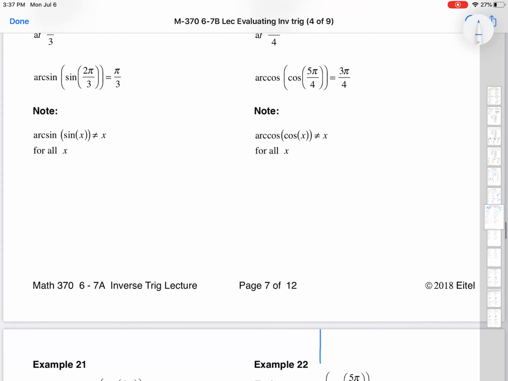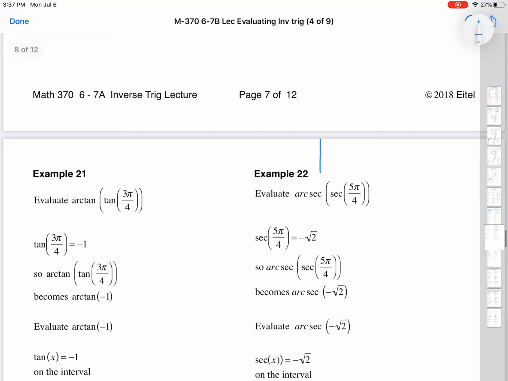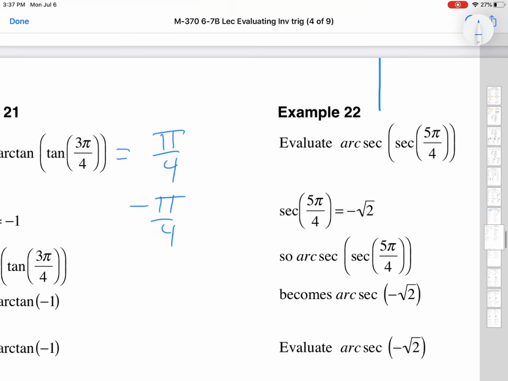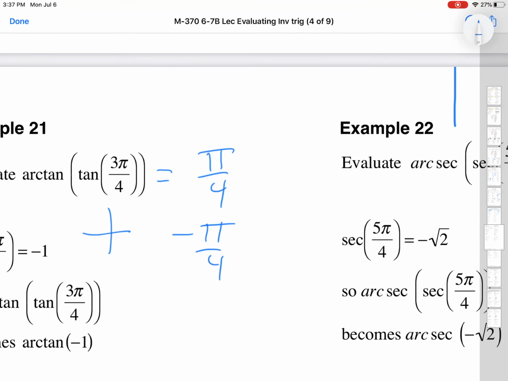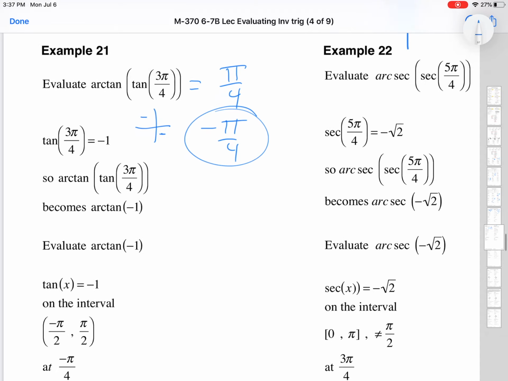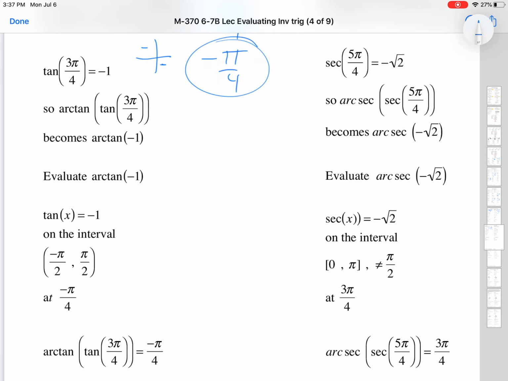So pretty cool in there. So what about this? Arctangent of tangent of 3 pi over 4. It's not going to be 3 pi over 4, but it is going to either be pi over 4 or negative pi over 4. Which one's it going to be? Well, let's talk about tangent of 3 pi over 4. It's negative. So it's going to be the negative pi over 4, because that's also where tangent's negative. But the better part about the negative pi over 4, it's in the range, and you can see the negative pi over 4 right there.